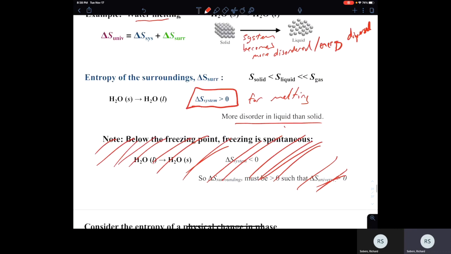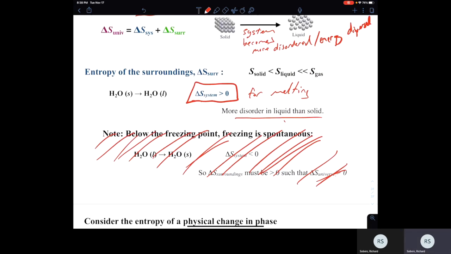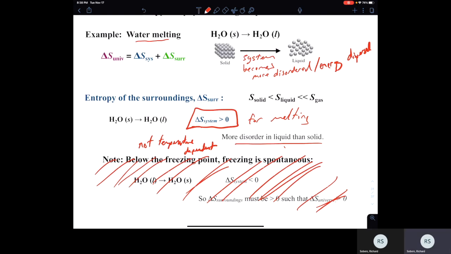And that is not temperature dependent. What we're really looking at is particles locked up in a solid becoming free to move about in a liquid. That is a big change, and whether it occurs at one temperature or another, it's not going to make too much of a difference compared to the significant change of going from a solid to a liquid. So delta S for the system is going to be positive and it's not temperature dependent.